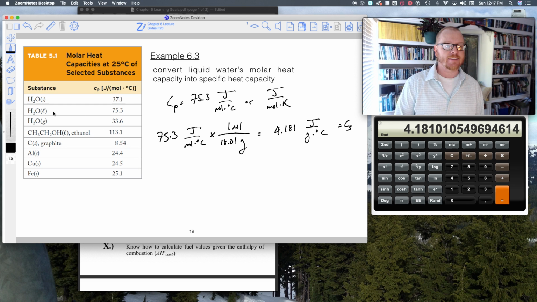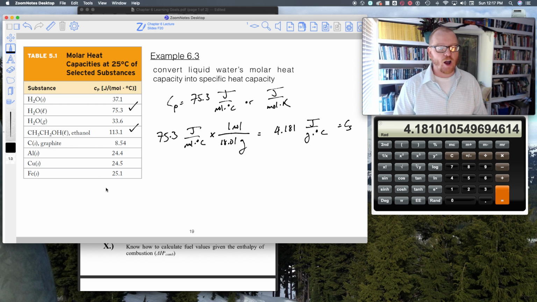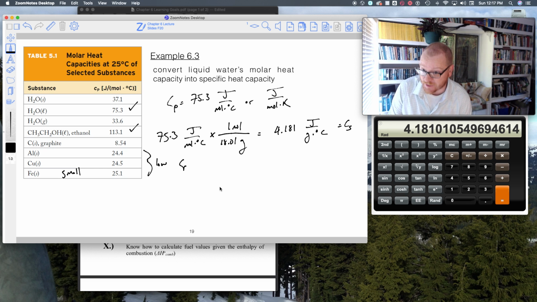And so what I want to point out here, we have some materials that have rather large heat capacities, like liquid water. So I'm going to put checks next to all these ones that are really large, or even ethanol. And then there's a lot of other materials here that have very small heat capacities. And one thing I'll point out here would be iron. So this raises a question. Low CP. So what does that mean for the properties of these things?